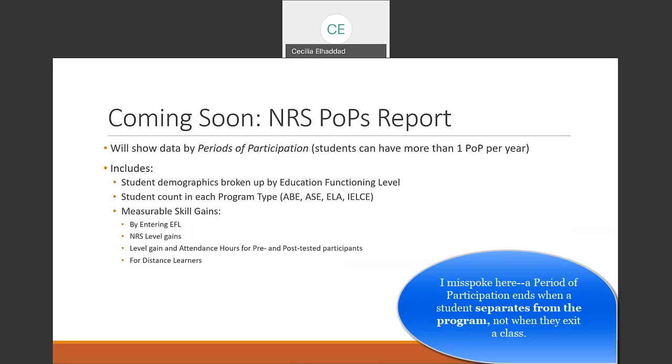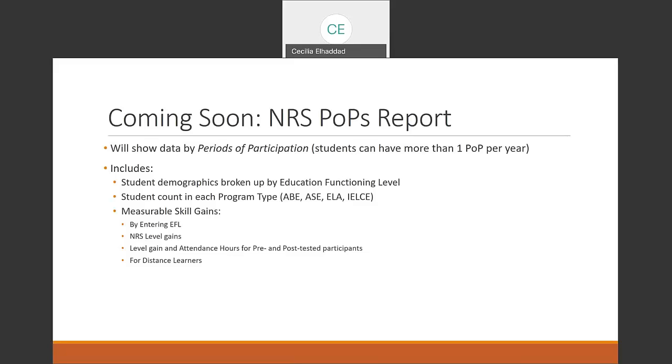So a student can actually have more than one period of participation in a single fiscal year. If they attend the class in the fall, they exit the class, and then maybe in the spring they decide to re-enroll, that student would have 2 periods of participation, and those 2 periods of participation would show up differently on the NRS report. And this report is really helpful because it gives you a glance at what we look at as the state. So everything that we go through as a state and we submit to Octave, that is what you are going to be seeing specifically for your program.